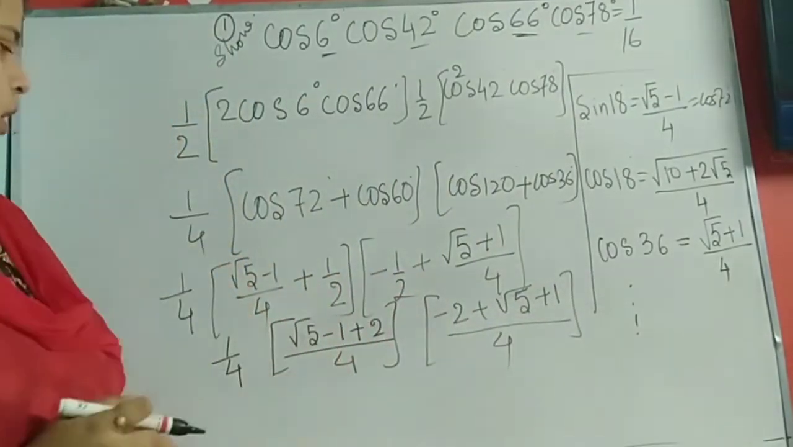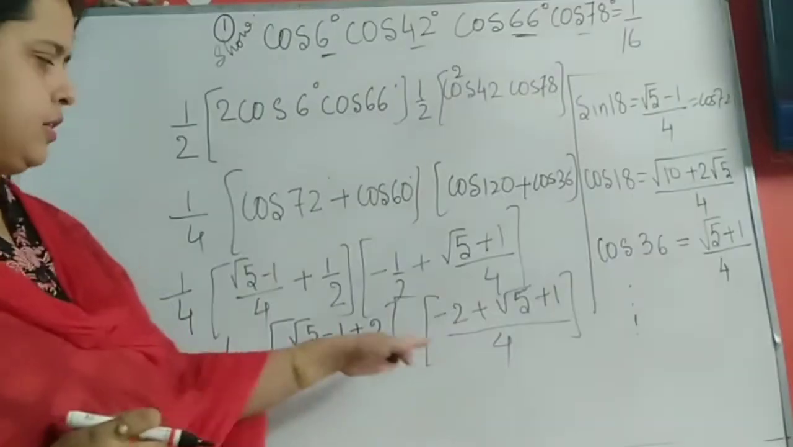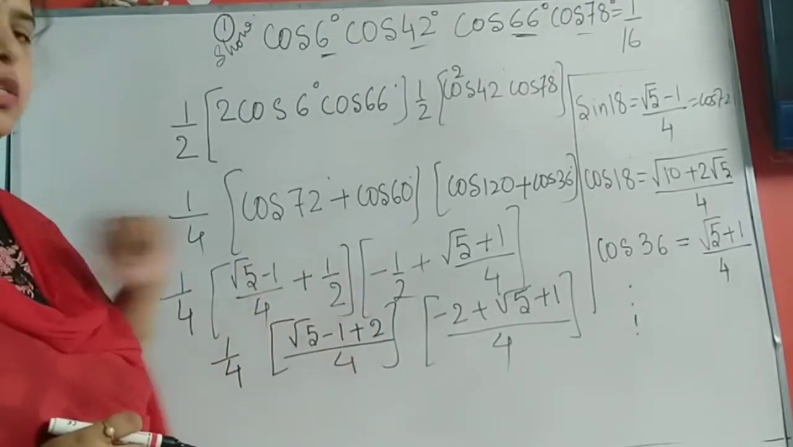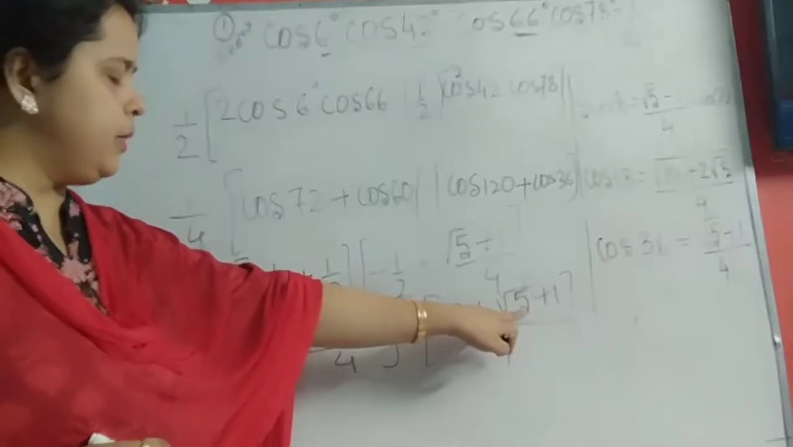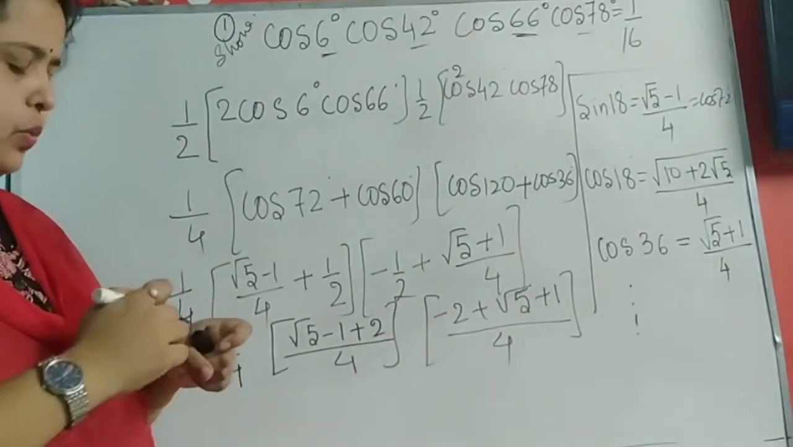Okay. So this is 4, 4, 4. Leave it. What is the numerator? Root 5 minus 1. What is the numerator here? It is root 5 minus 1.